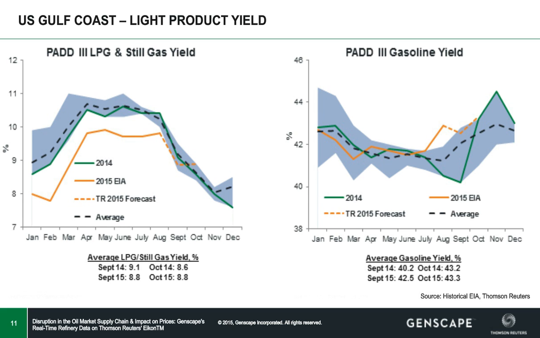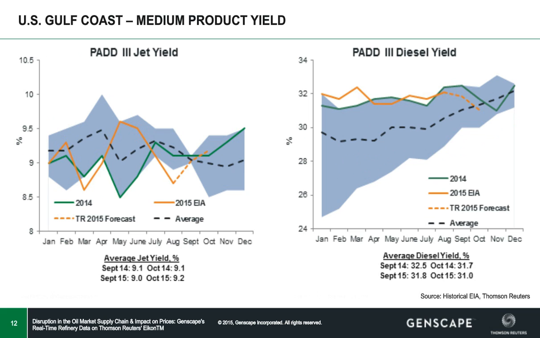Jet yields have been varied this year on the Gulf Coast, oscillating between the 5-year min and 5-year max. For September and October, we anticipate jet yields to remain near last year's levels at the 5-year average at 9 and 9.2%. Diesel yields in PADD 3 have been increasing since 2010, the current 5-year minimum, and we anticipate yields to remain just under last year's levels at 31.8 and 31% for September and October.